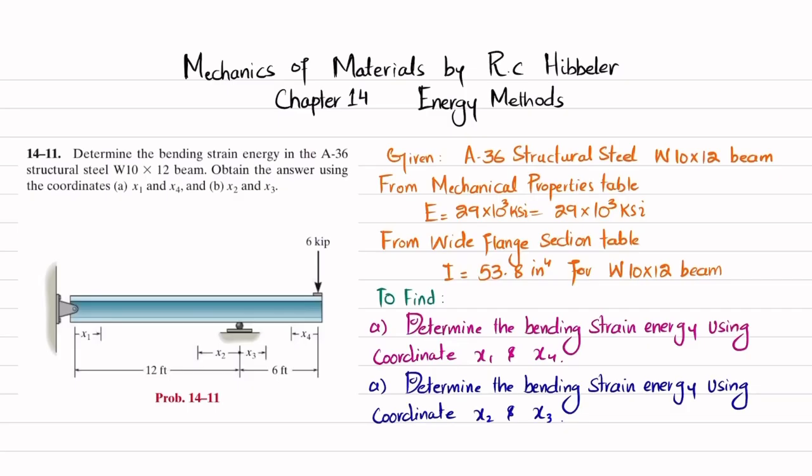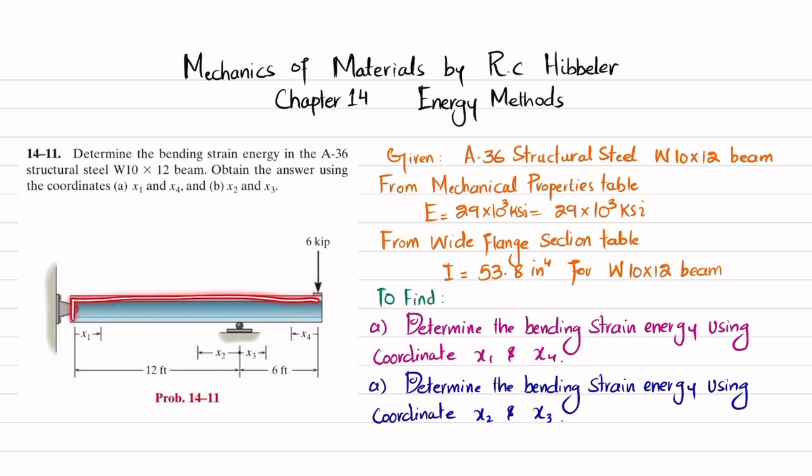Welcome back. Problem 14-11. This problem is taken from chapter 14, Energy Methods, and the book is Mechanics of Materials by R.C. Hibbeler. The statement is: determine the bending strain energy in the A36 structural steel W10 by 12 beam. Obtain the answer using the coordinates x1 and x4, and then x2 and x3.